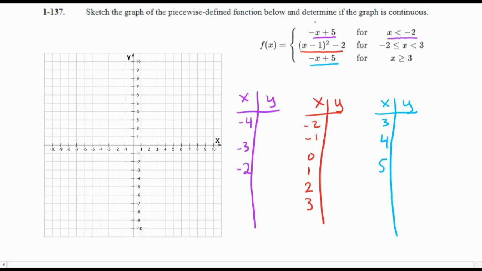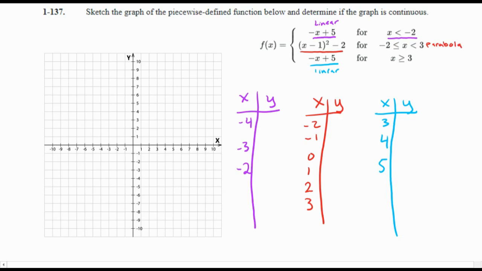The other thing I know is that this top function, just by looking at it, is going to be a line because of the way that it's set up. Same thing with the bottom one here, the blue function. Whereas the red function here is going to be a quadratic, which is going to be a parabola. Just so you know the general shape we're going to see.